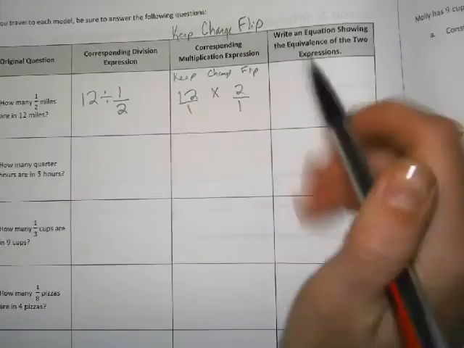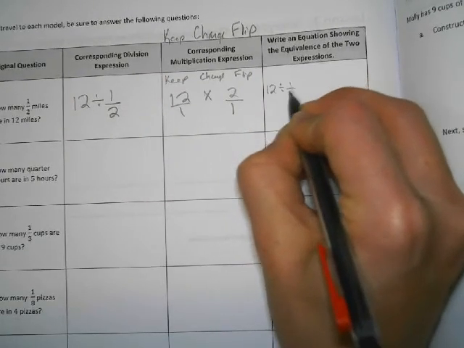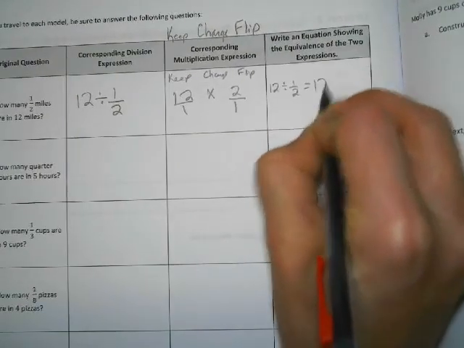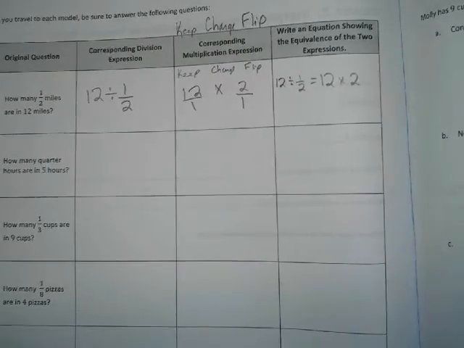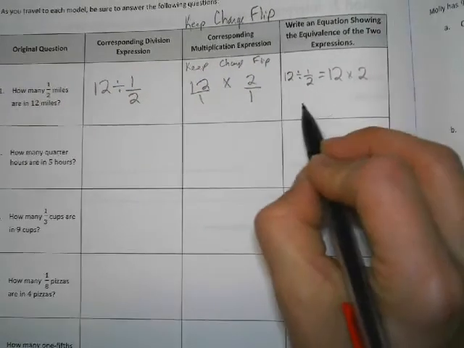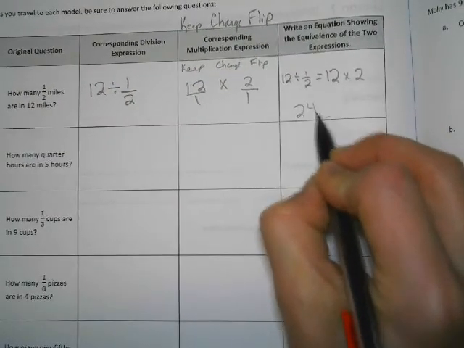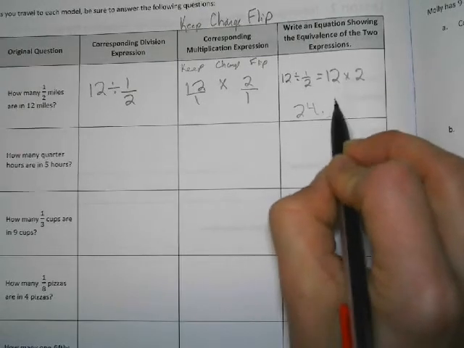And then showing that they're equivalent to each other, you would just take 12 divided by 1/2 is equal to 12 times 2. And that's all you're writing. Which then your answer would be 12 times 2, that would be 24 half miles.